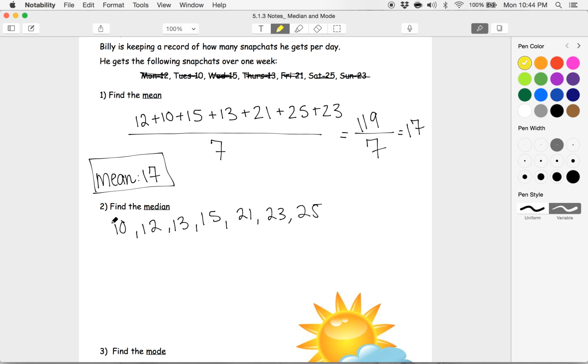Okay. Out goes the first and the last. Out goes the second. Out goes the third. Oh, and look at this. I have just one in the middle. So my median is 15.